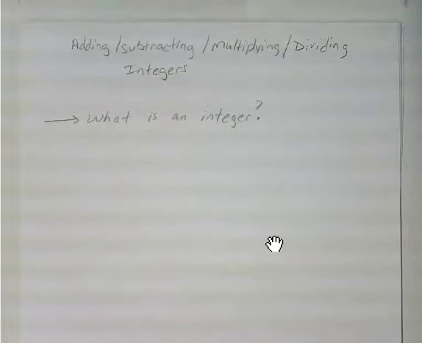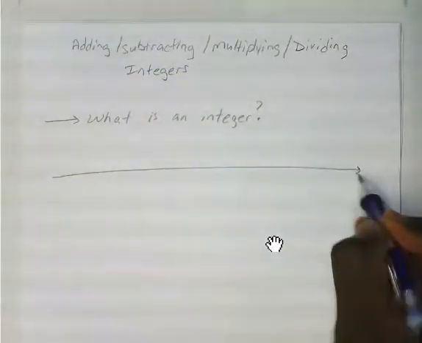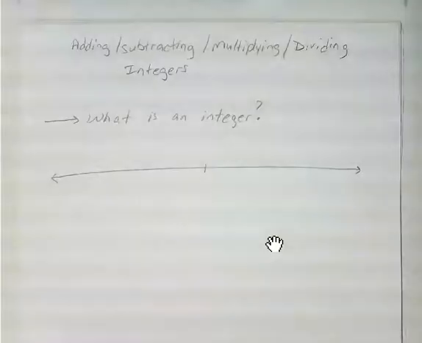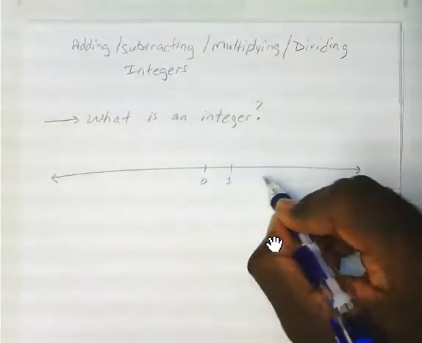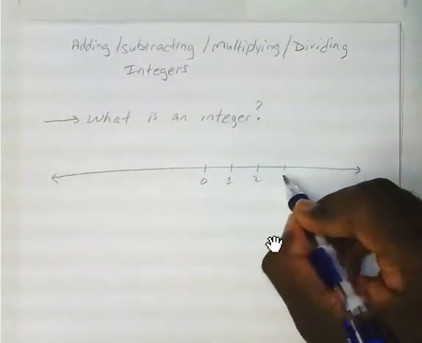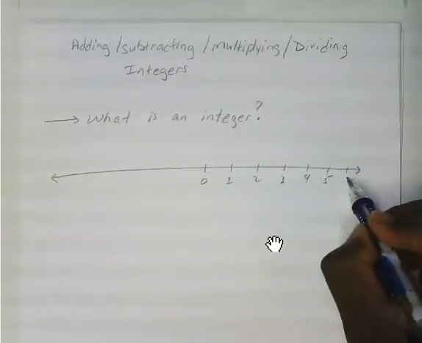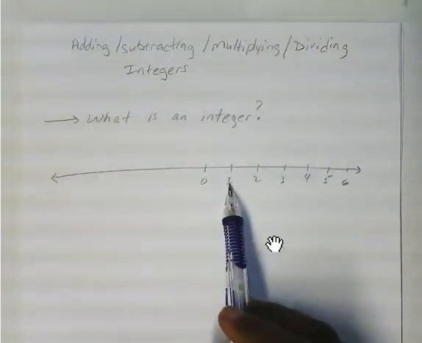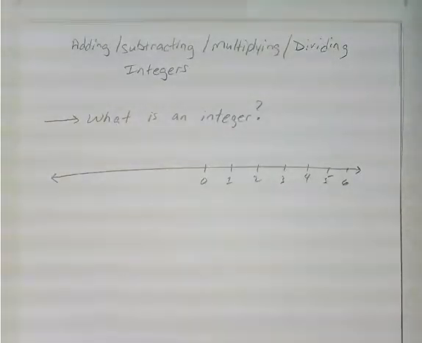Okay, so the best way to explain it would be on what's called a number line. And a number line is literally just that, a line where you have all of your numbers. Okay, so let's say we start here at 0, then we go 1, 2, 3, 4, 5, 6, just going to the right. Oh, sorry about that.